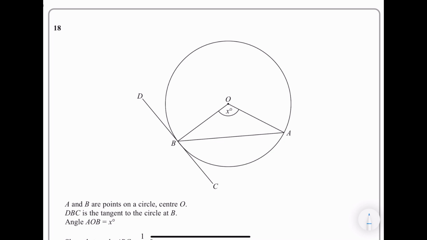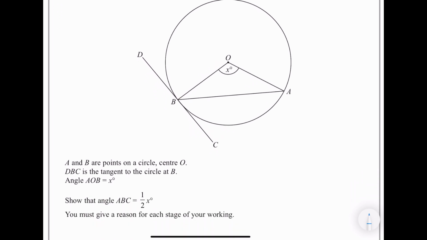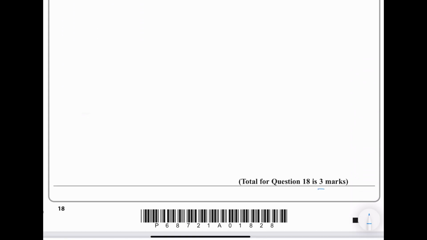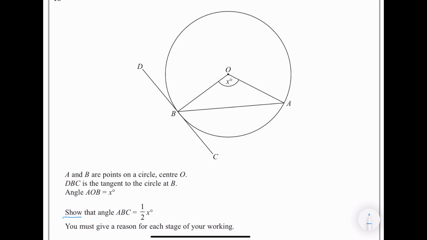Question 18 now. This is a circle theorems question. It's a show question, so they told us the answer and it's 3 marks. So we need to give complete reasons for each stage as to why it is. A, B, and A and B are points in a circle.